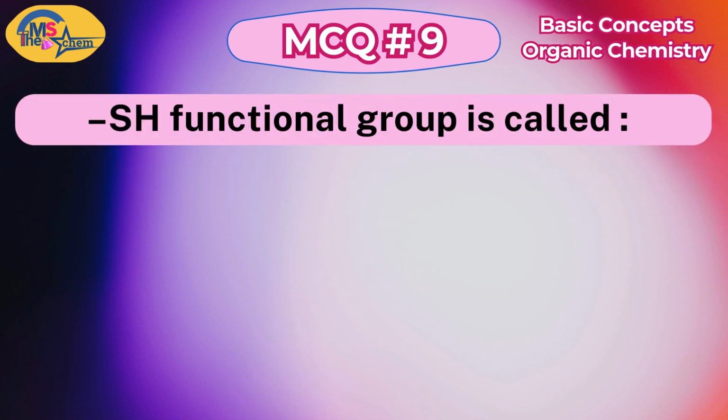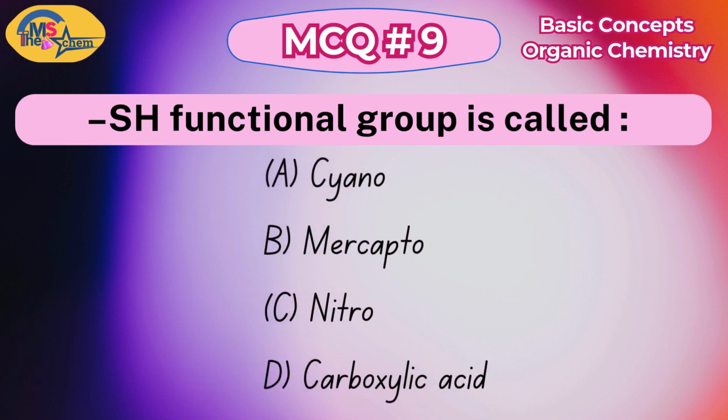And now question 9. SH functional group is called. The 4 options are given. You have to choose the one option which is the most appropriate. So A option is cyano, B option is mercapto, C option is nitro, and D option is carboxylic acid.